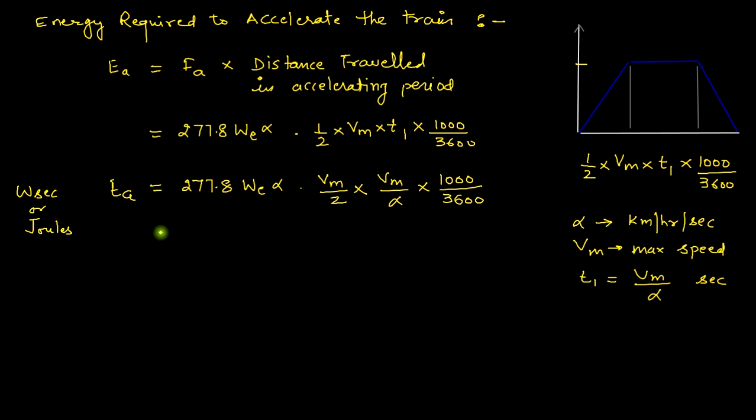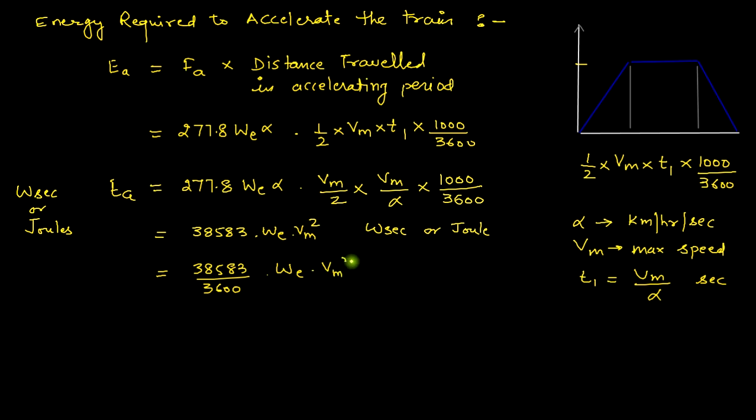Further solving the expression, I will get 38583 times We times Vm square. Now this is in watt second. If I need to further convert it into watt hour, I need to divide this expression further by 3600. So 38583 further divided by 3600 into We into Vm square, I will get this in watt hour.